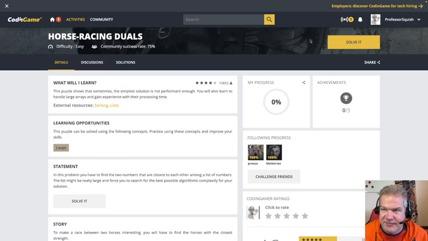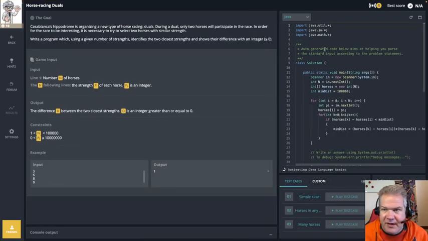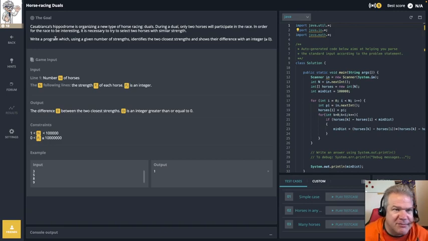All right, let's take a look at this problem. Let's click solve it here. All right, so we got our sample code here, and here's our goal. Casablanca's Hippodrome is organizing a new type of horse racing, duels. During a duel, only two horses will participate in the race. In order for the race to be interesting, it is necessary to try to select two horses with similar strength.